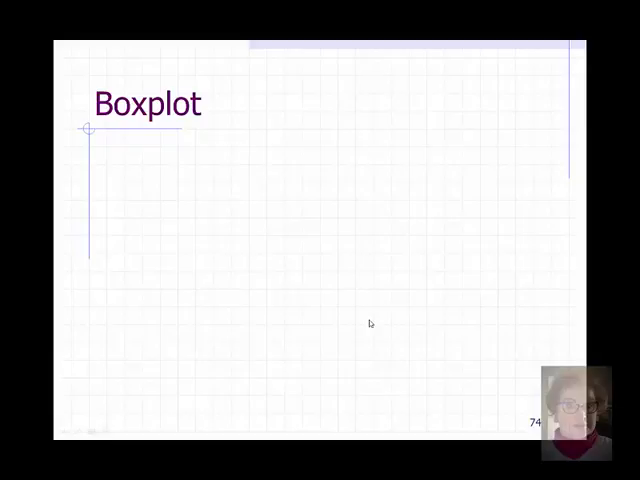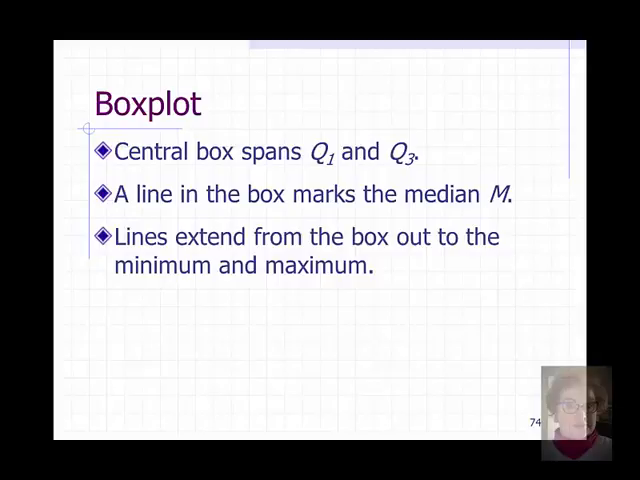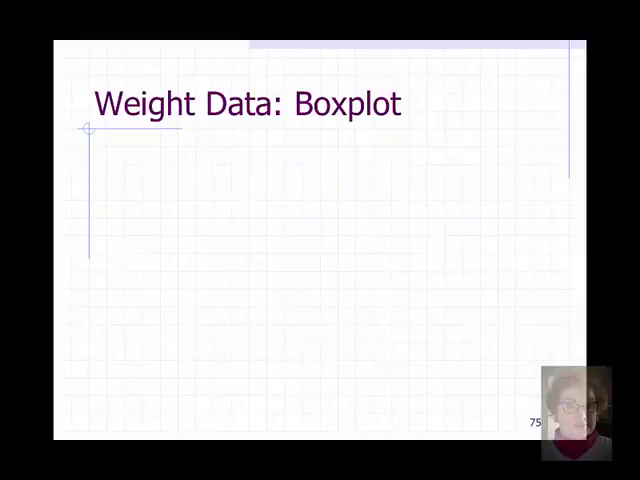And we can use a 5-number summary to draw a box plot. So if we draw a box plot for the weight data, the first thing we need is we will draw a box that spans from quartile 1 to quartile 3. We're going to put a line in the box that marks the median, and then we're going to draw lines out from the box to the minimum and maximum.